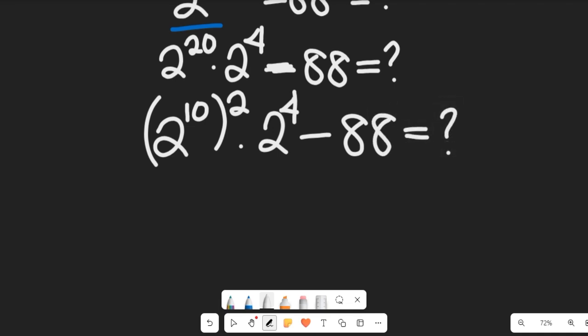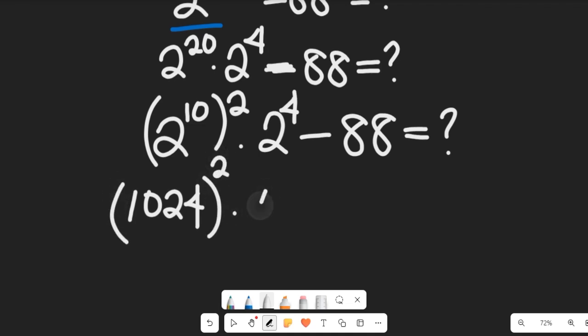Now, from the laws of indices, we can expand these. Remember, 2 to the power of 10 is easier. 2 to the power of 10 will give us 1024. All pupils or all students know that. And this will be to the power of 2, multiplying 2 to the power of 4, which is 16, right? Minus 88. And this will be equal to what?